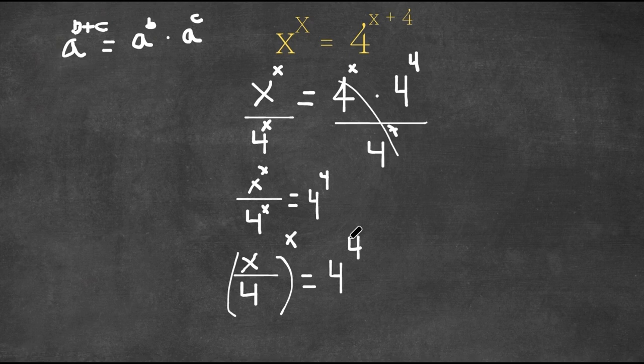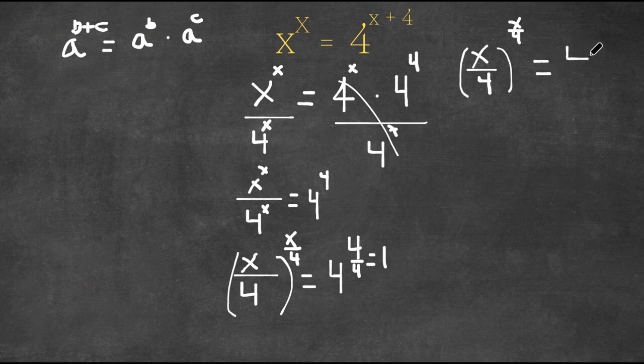Now we're going to take the 1/4 power of both sides. So we're going to raise both sides to the power of 1/4. This would make this equal to x over 4, right? And on this side, 4 to the power of 4 over 4, and 4 divided by 4 is 1. So we're left with x over 4 to the power of x over 4 equals 4, because 4 to the power of 1 is 4.